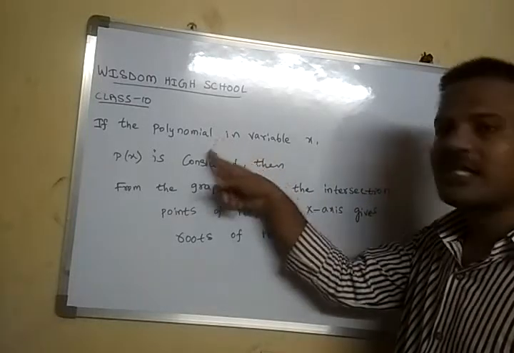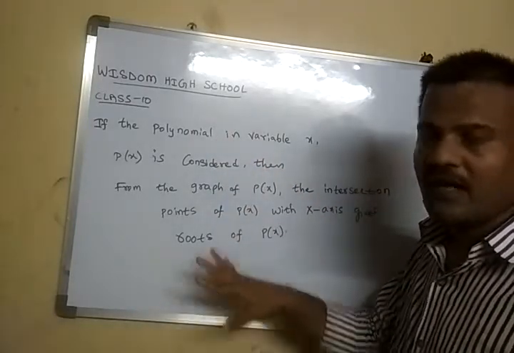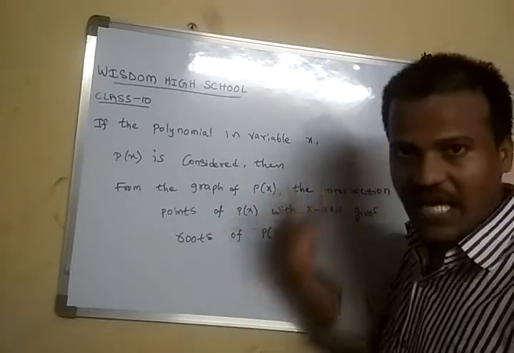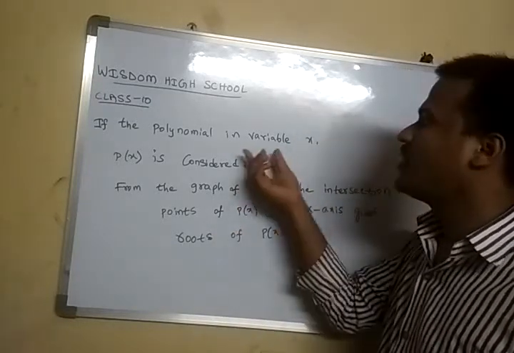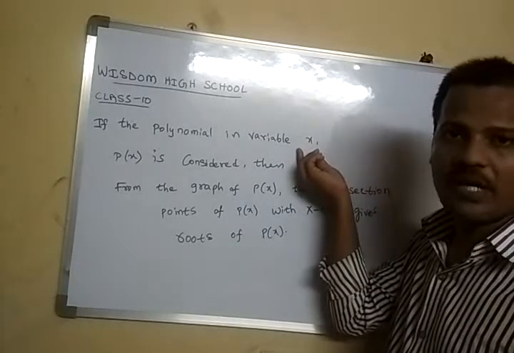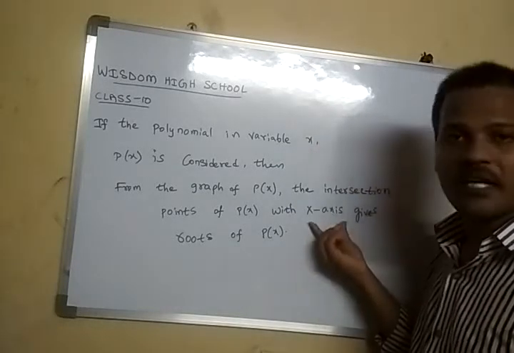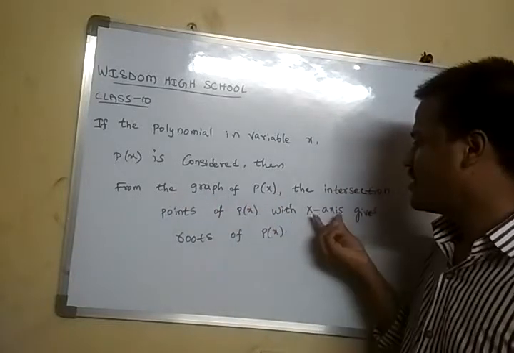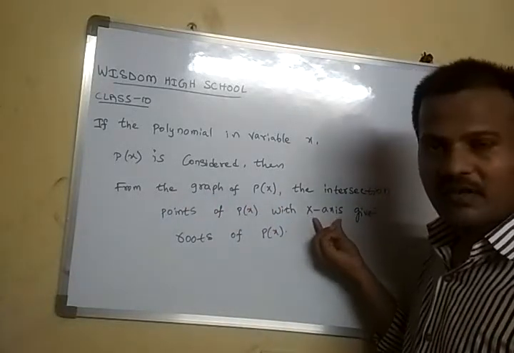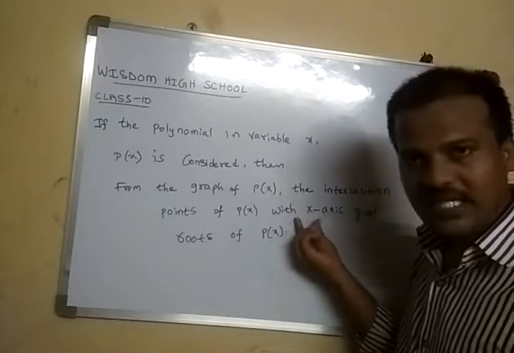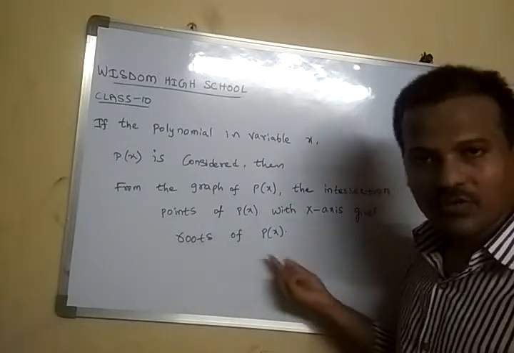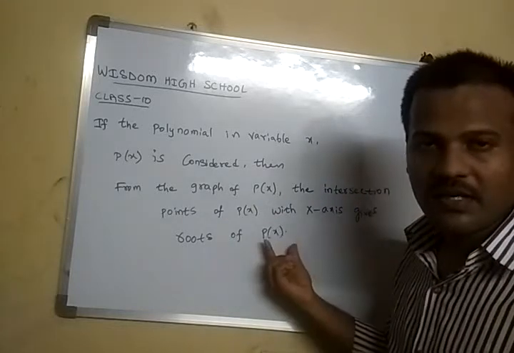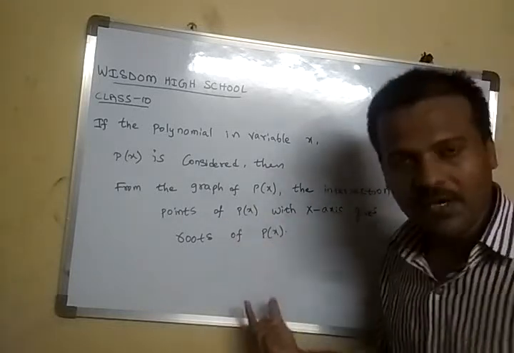If the polynomial is in variable y, then we need to check the intersection of p of y with the y-axis to get the roots. Now here we are explaining about variable x, so you should concentrate on the x-axis. From the graph of p of x, the points on the x-axis where the graph is intersecting are called roots of p of x. So this is the graphical meaning of the roots.